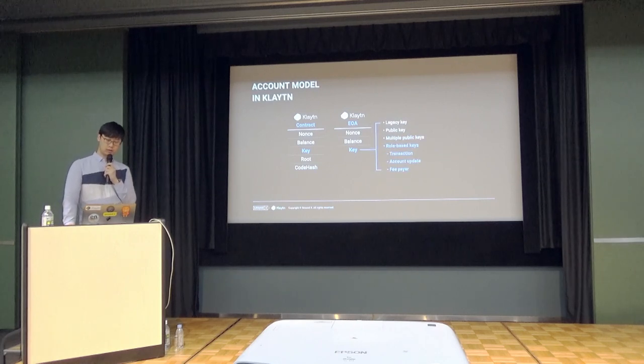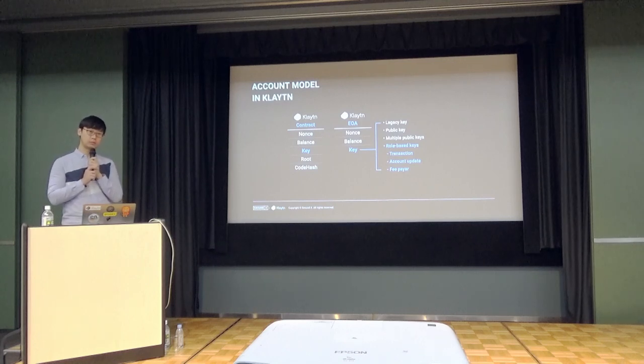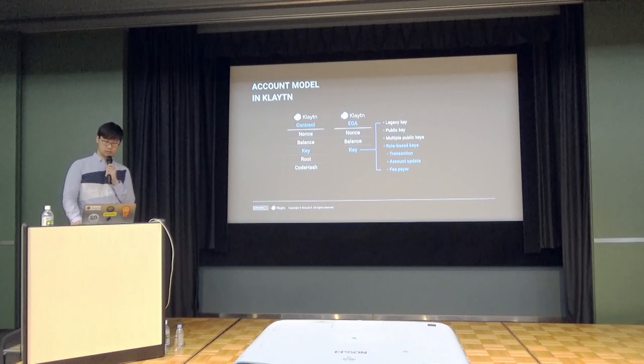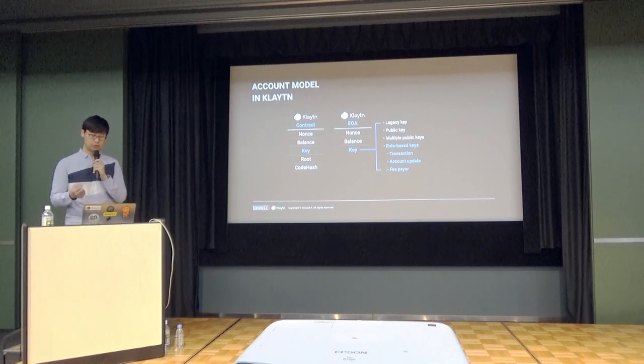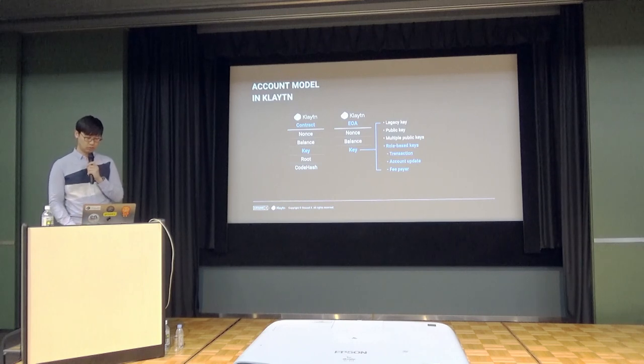The last one I'll talk about is role-based keys. We have three roles. First one is transaction, second one is account update, and the last one is fee payer. Keys for the transaction role are used for value transfer, smart contract deploy, and smart contract execution. Keys for the account update role are used to update the account key. And the last one, the fee payer role, is used to pay transaction fees only. So if you have only keys for this fee payer role, you can pay the transaction fee only. If you want to transfer value, then you need to have the keys for transfer.